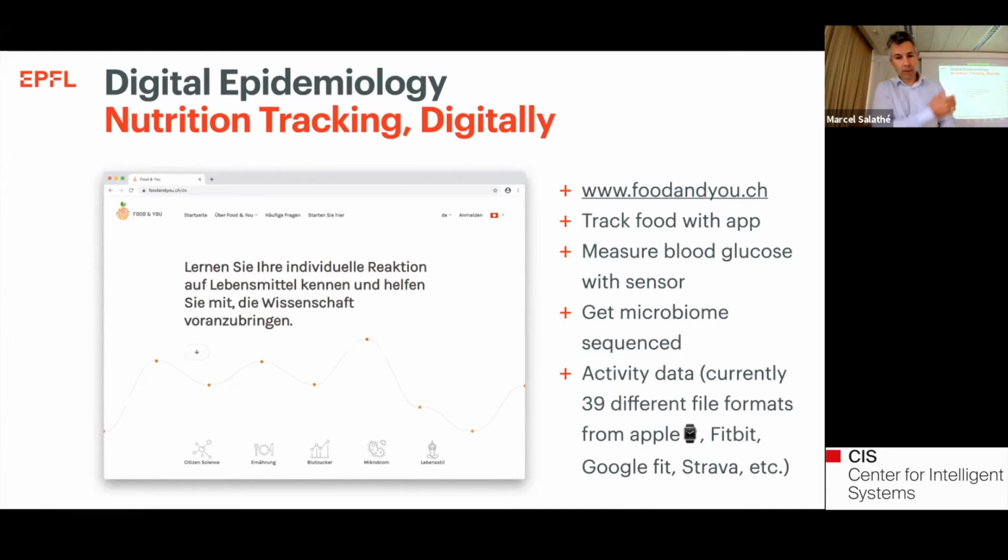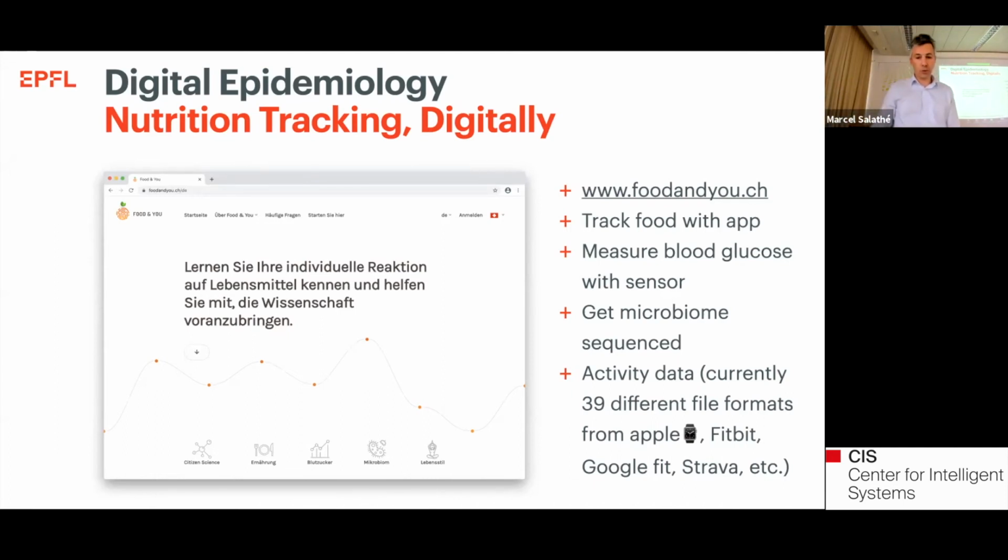We send them a blood glucose sensor from Abbott. It's sold over the counter, so there's nothing experimental. You can easily attach it to your upper arm, and it then measures the blood glucose continuously, and you can even live scan it with your phone and see what your blood glucose level is.